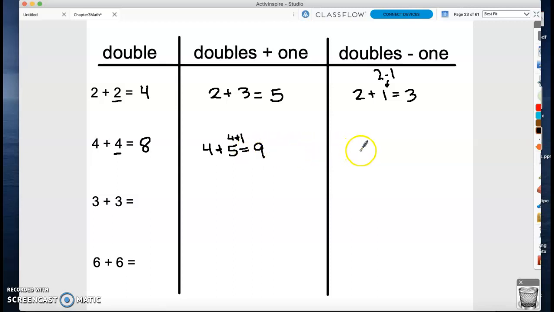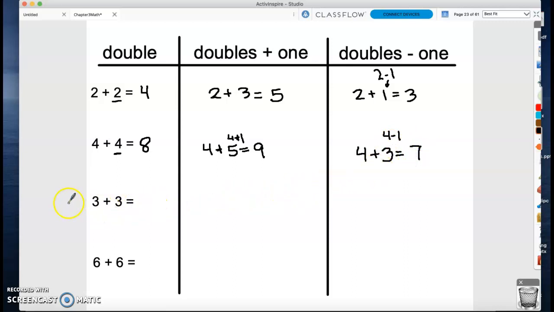All right, so the same thing goes here. We're going to take away 1. So we keep one of our add-ins the same, plus, now our other add-in was 4, but we're going to take away 1. So 4 minus 1 is 3. So if 4 plus 4 is 8, 4 plus 3 is 1 less than that, which would be 7.